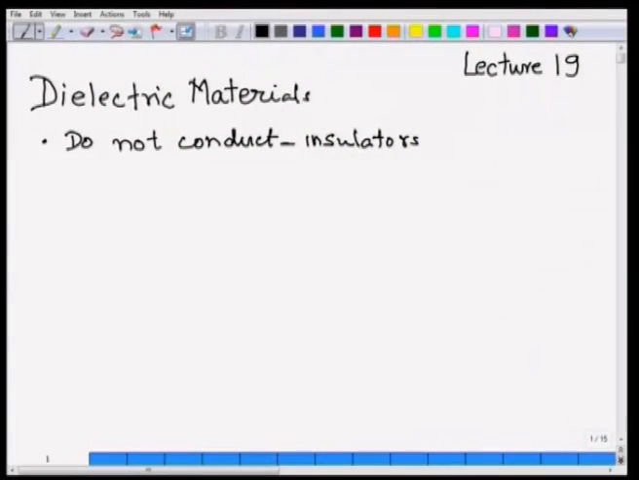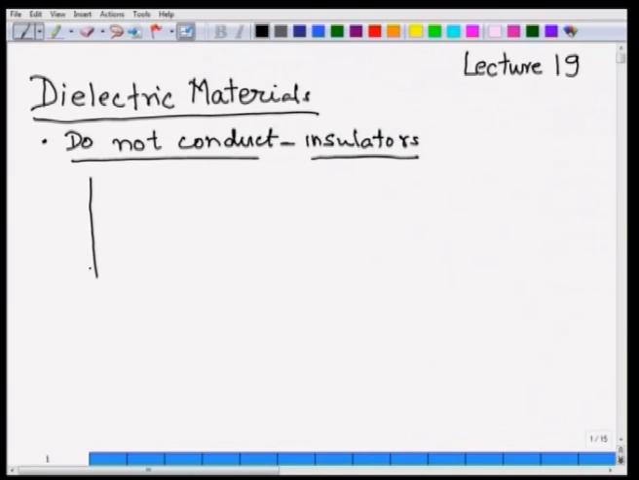So just before we start, today we are going to talk about dielectric materials, materials that do not conduct, that are insulators. But to connect it back to semiconductors, recall the E-K diagram for a semiconductor. It looked something like this. If this was K, and this was the energy axis, in this axis we had a valence band. This was the valence band.